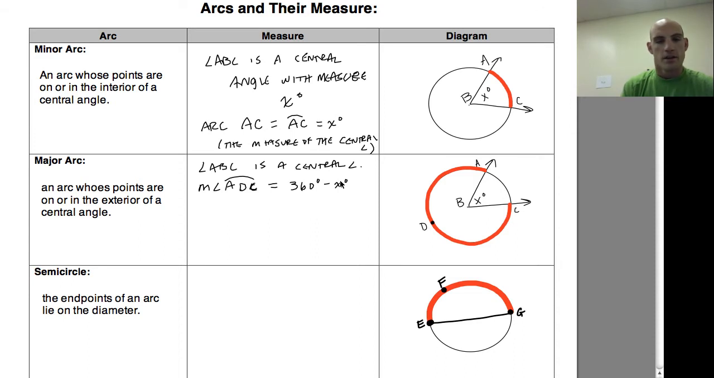Okay, semicircle. Not a surprise here. A semicircle has the endpoints of the arc on the diameter. So the arc spans halfway around, and so the semicircle equals 180 degrees. That's all there is to it. These are the three types of arcs. Either it's smaller than 180, bigger than 180, or equal to 180. That's all there is to it.